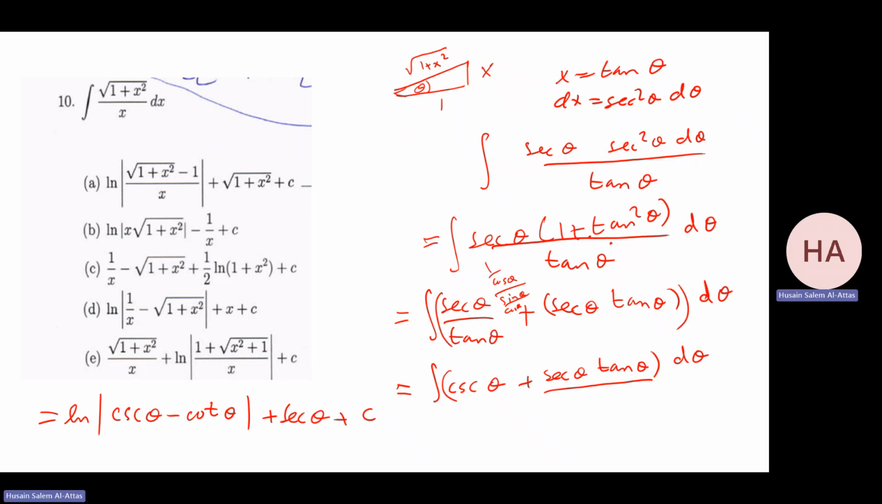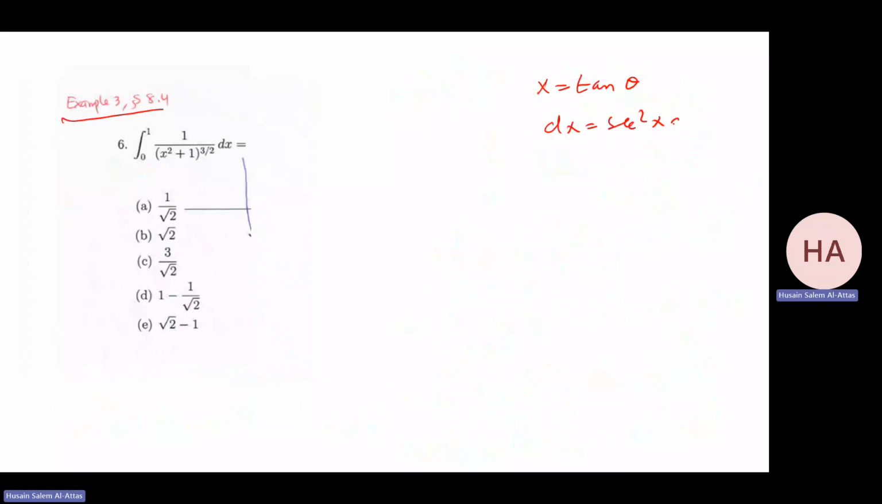Yeah, it's tricky to do this integration. Substitution, we'll do only substitution. Now we need to do the integration of 1 over x squared plus 1 to the power 3 over 2. I let x equal tan theta. This is from the book, an example in the book. Then dx will be secant square theta d theta.